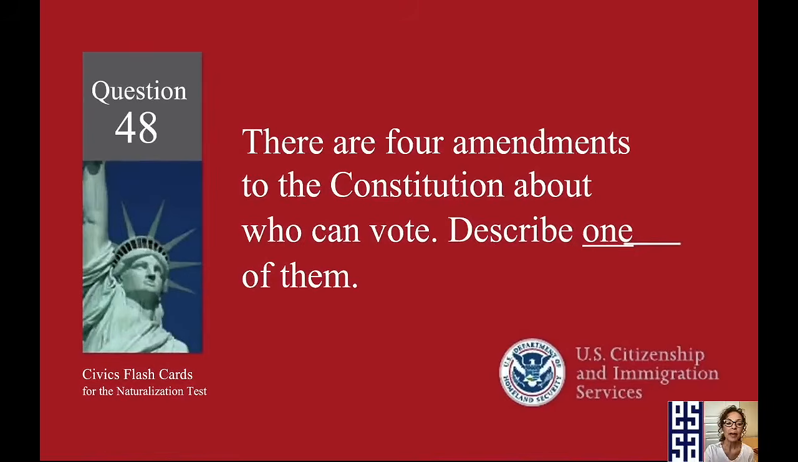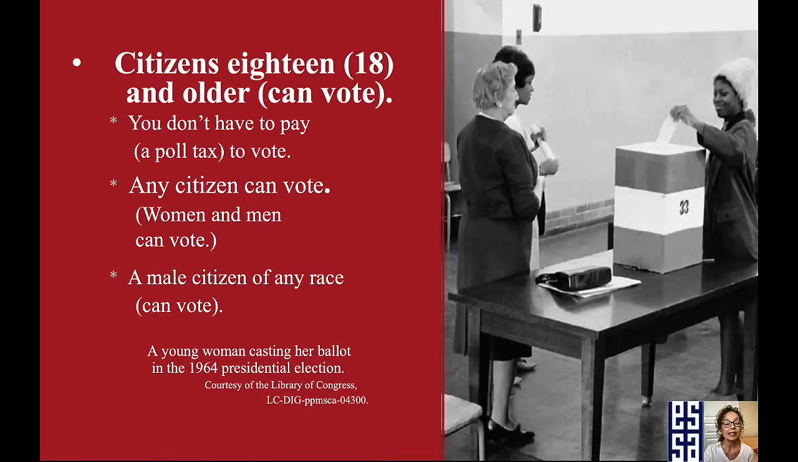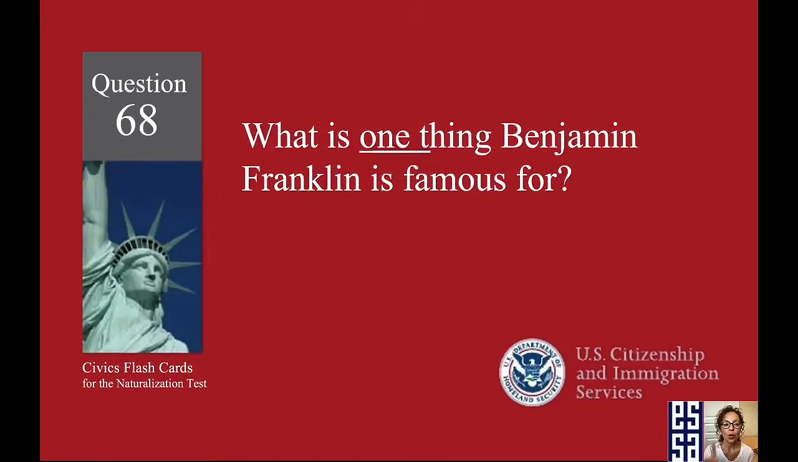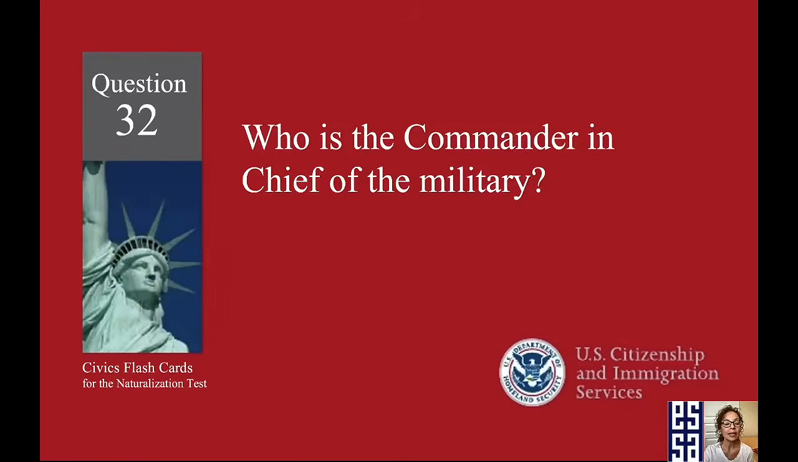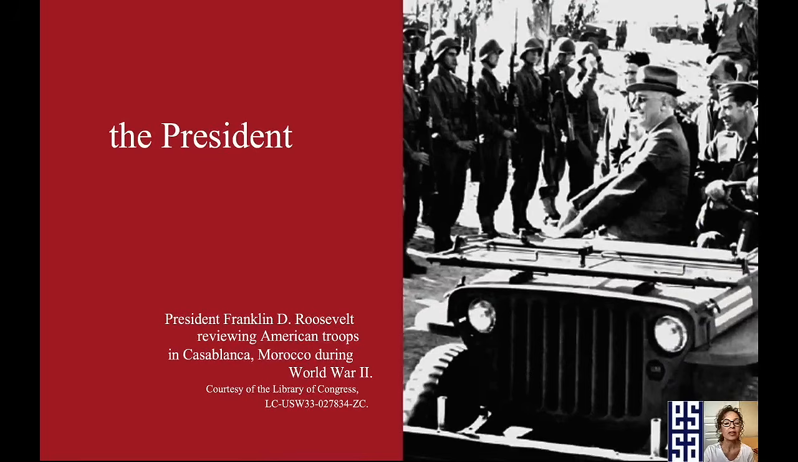There are 4 amendments to the Constitution about who can vote. Describe one of them. Citizens 18 and older can vote. What is one thing Benjamin Franklin is famous for? Benjamin Franklin was a U.S. diplomat. Who is the commander-in-chief of the military? The commander-in-chief of the military is the president.